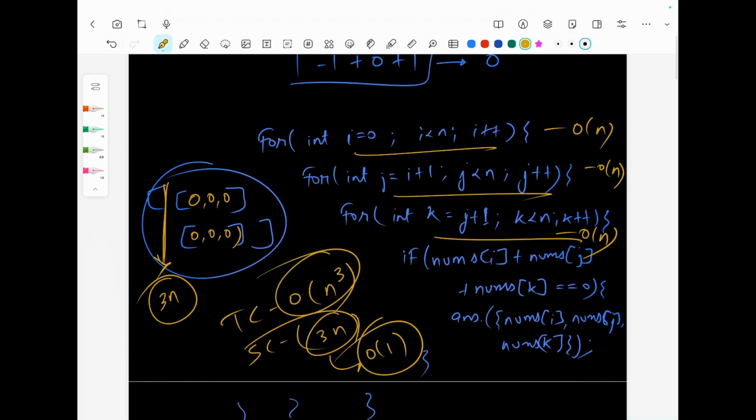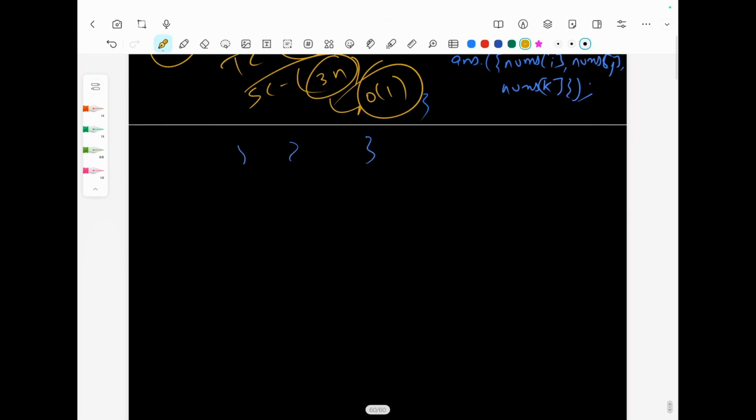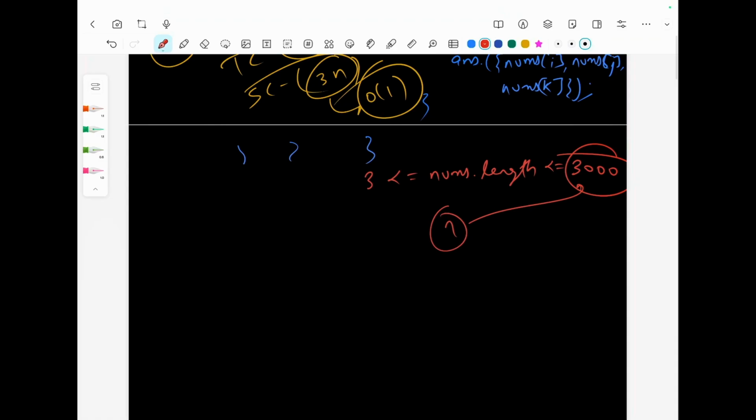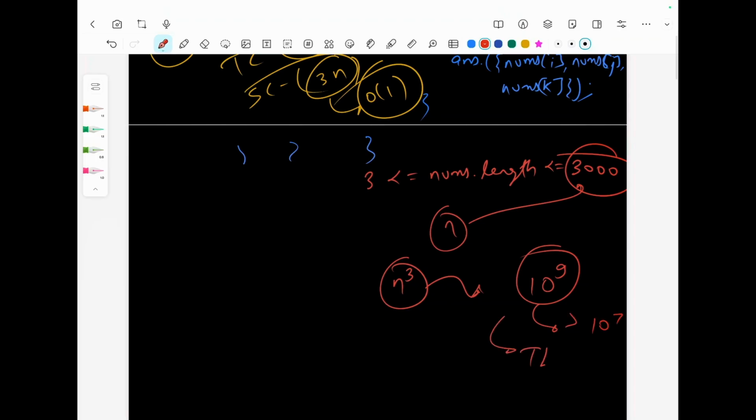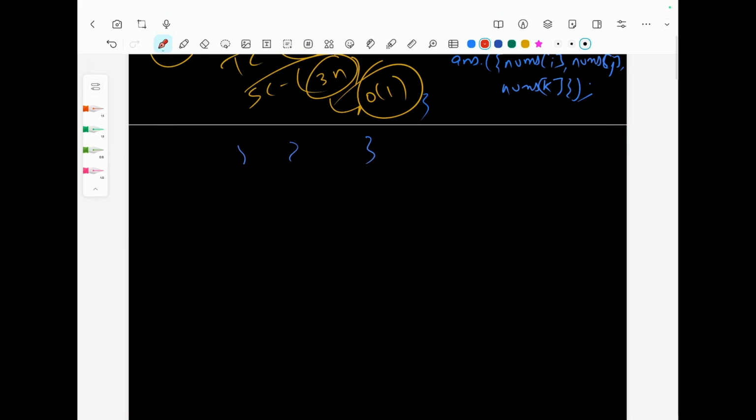But the time complexity is n squared, and the constraint we have is 3000, which means our input n can reach 3000, so it will be around 10 to the power 9, which is greater than 10 to the power 7. So the code will not run, and we will get a TLE, which is time limit exceeded, right? Because an online server can run up to 10 to the power 7 iterations, so 10 to the power 9 will give you a time limit exceeded. So for this, let's write an optimized code.